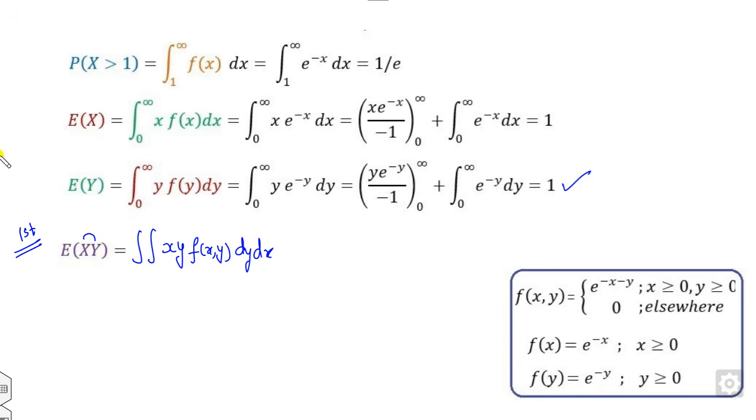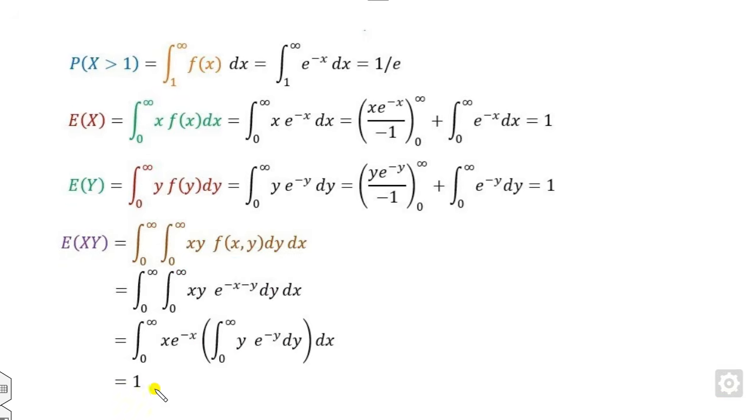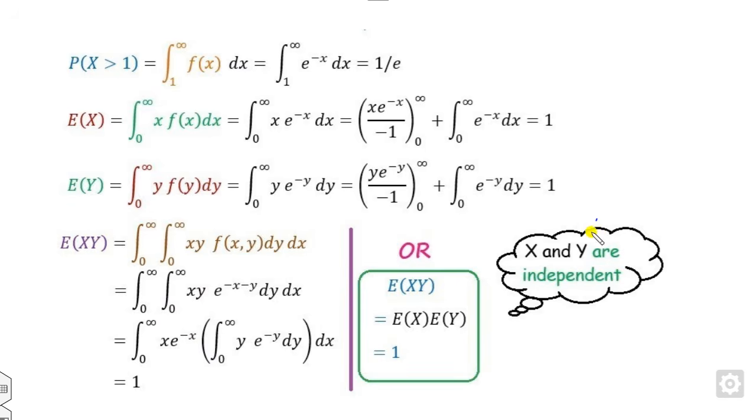The first method is we can start from here, and after integrating you will get this result. The second method is that since we have proved that x and y are independent, we can write this term directly as E of x times E of y, which is 1. Remember, this result is applicable only when x and y are independent. If x and y are not independent, then you can't write it this way. But in this example they are independent, so you can write it directly.